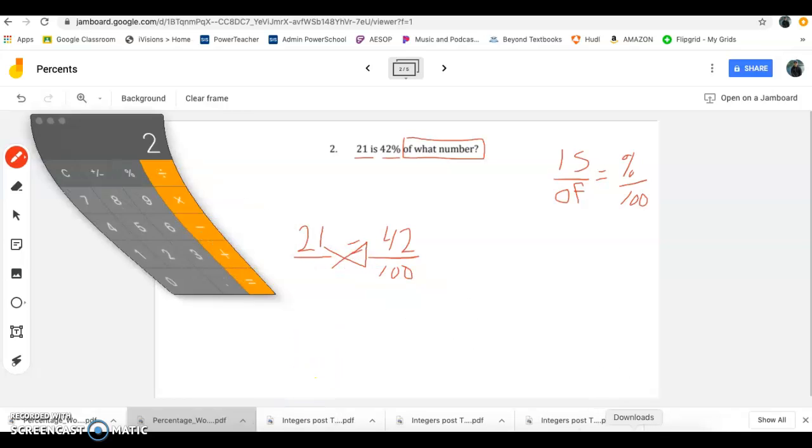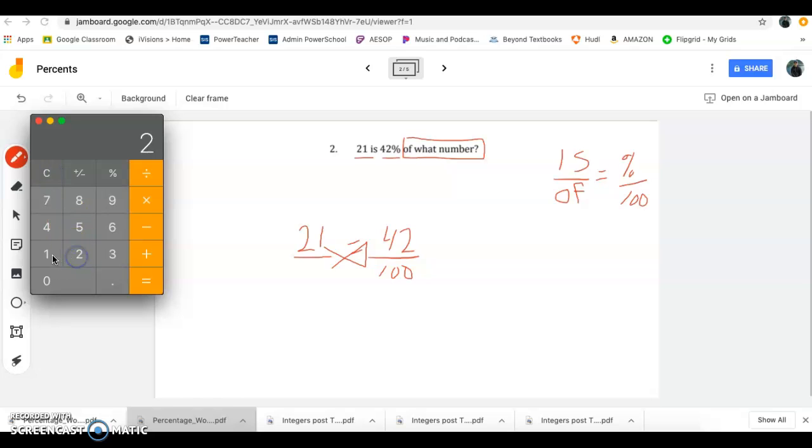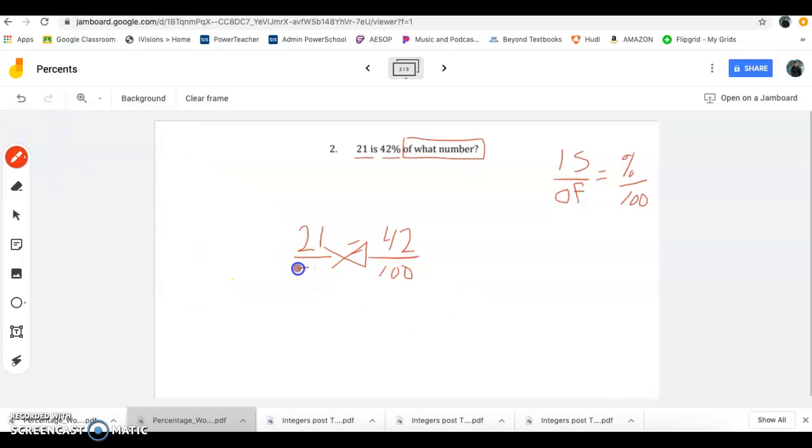All right, let's do it. So 21 times 100 divided by 42 is 50. So let's ask ourselves if this makes sense. We're looking for a 42%, right? So would this ratio equal 42%? Well, 50% of 50 would be 25, because I'm just kind of rounding here. 42 is close to 50. 21 is close to 25. It makes sense. It's in the ballpark. I think we're right. Okay.